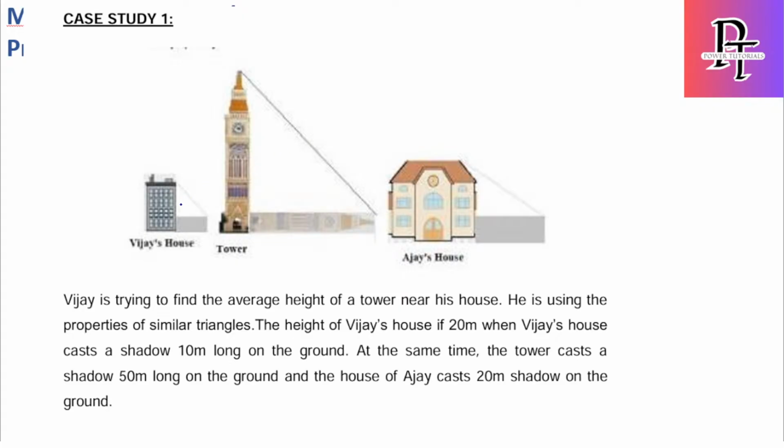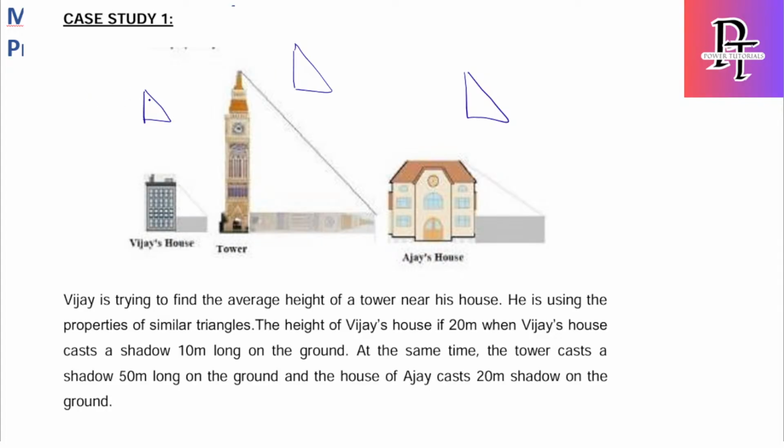So here if you notice, we have three figures. One is Vijay's house, second is the tower, third is Ajay's house. All three are right angle triangles. Why? Because you can see here, this is Vijay's house, it is represented in this way. We have the tower, it is represented in this way, and we have Ajay's house, it is also represented in this way. So one angle which is common for all three is the right angle. The other angle should also be equal. As I told you, a minimum of two angles should be equal, then the triangles are similar.